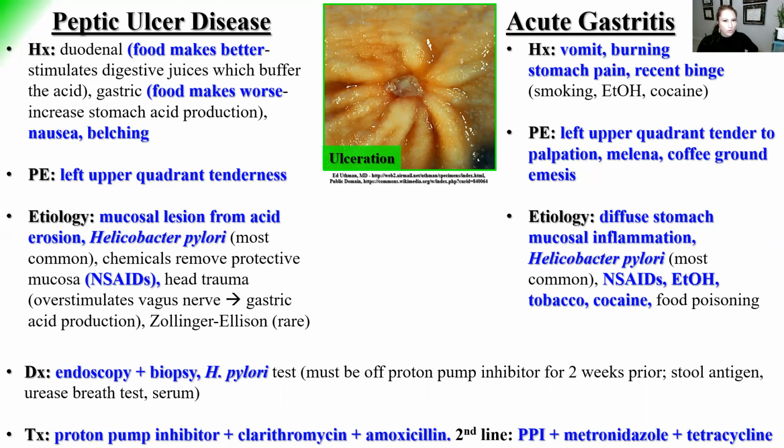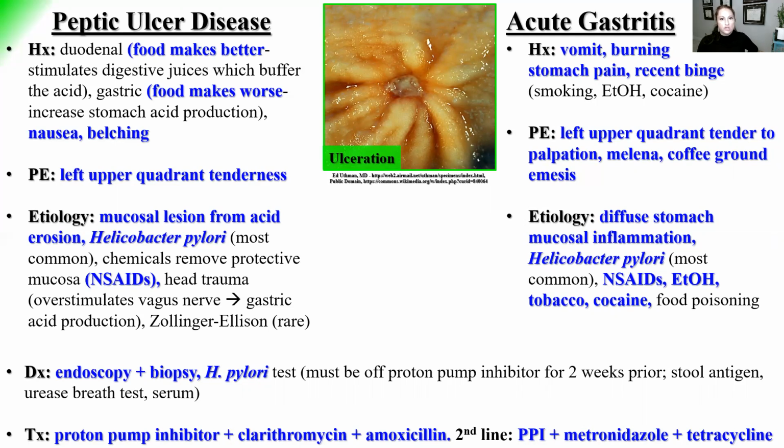And then there's something called Zollinger-Ellison. This is a gastrin-secreting tumor that is very, very rare. So what's the best answer for the boards? Helicobacter pylori or medications like anti-inflammatories. Now let's scoot over to acute gastritis here, because both of these share the same diagnostic and treatment.